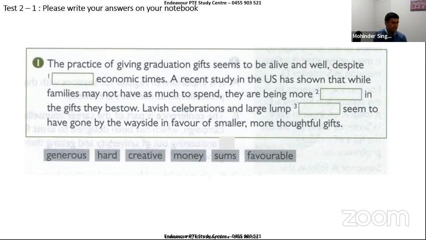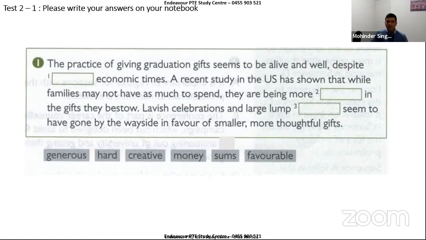Okay, let's discuss this. The first sentence is: the practice of giving graduation gifts seems to be alive and well. So the first one was despite. What would fit after despite? Hard. Hard economic times. Okay, so the first one is hard.